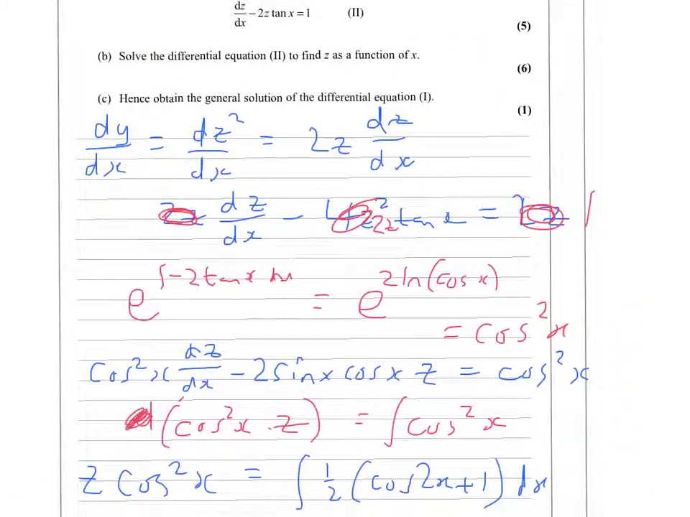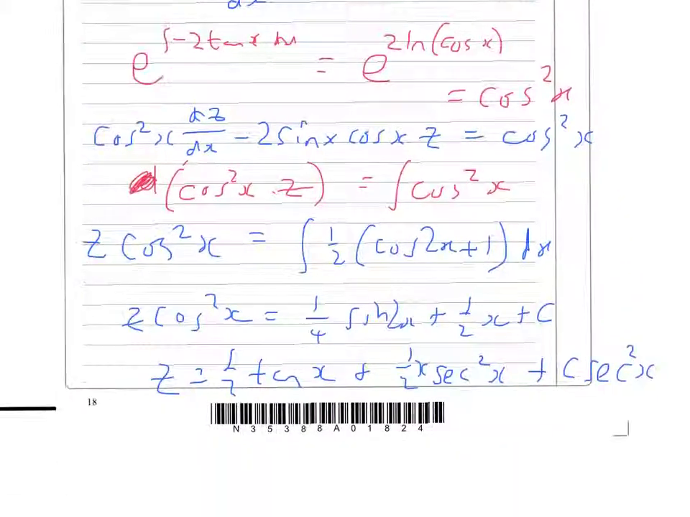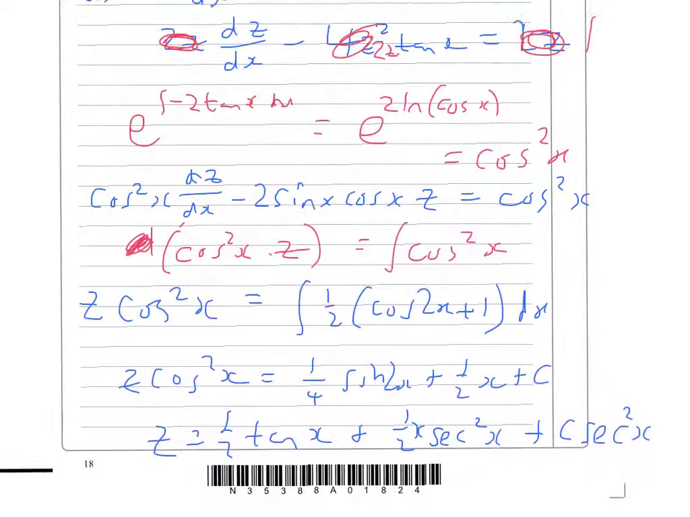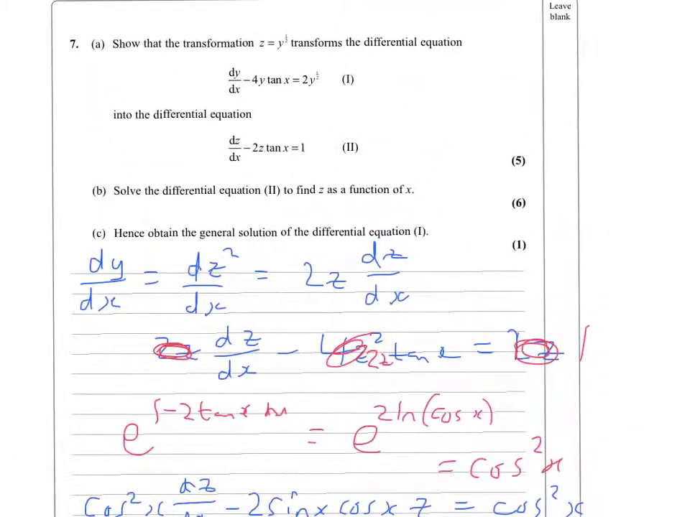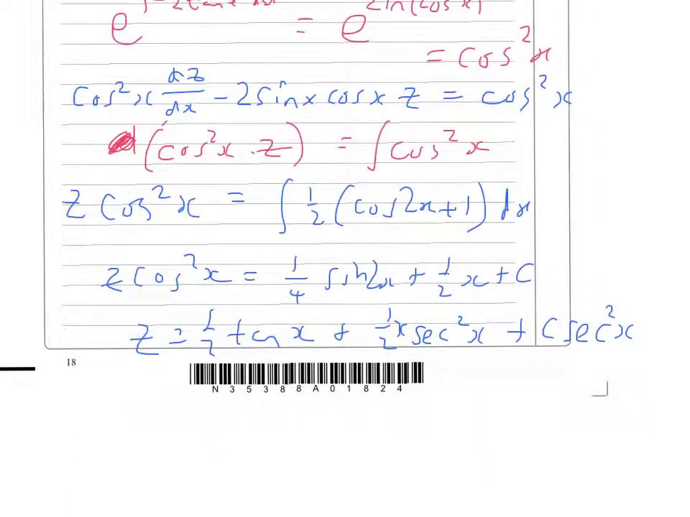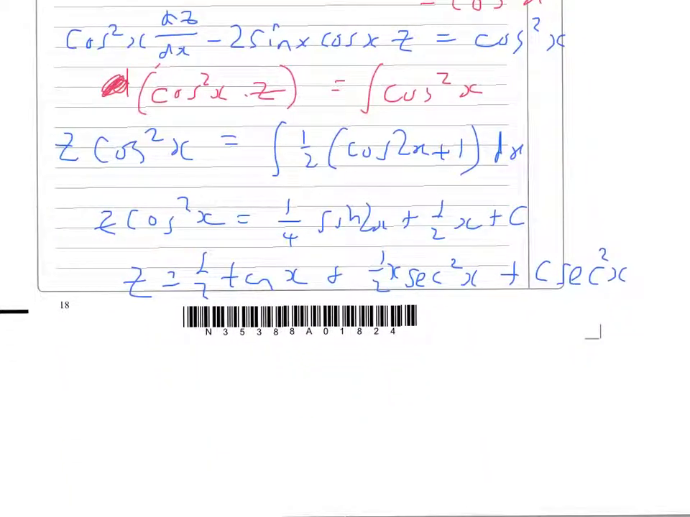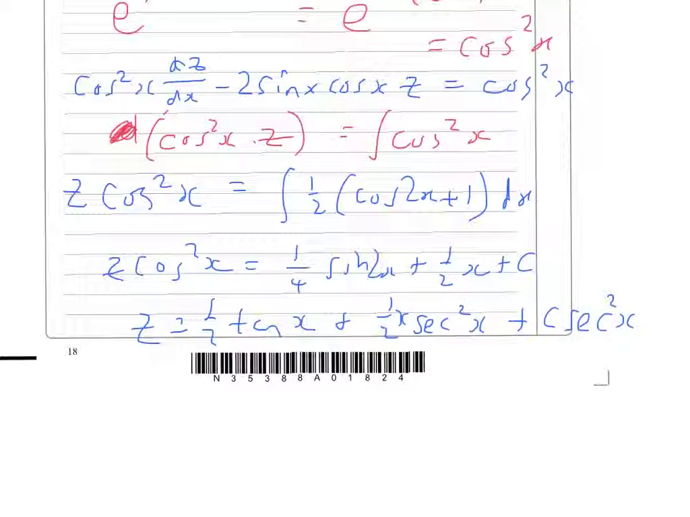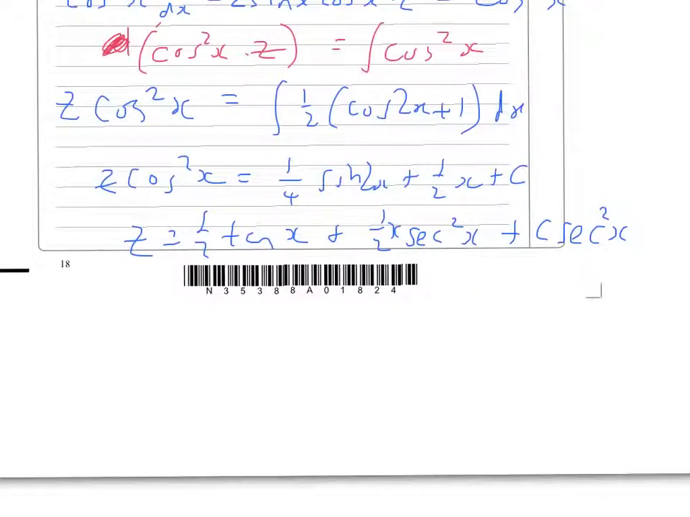That's what part C said: hence obtain the general solution to the differential equation 1. Well, we're told some numbers to put in, I think, at some point, are we? No, that is the general solution, what we're talking about. So all we need to do here is replace z with, I think it was the square root of y. So if z equals that, then y equals that squared.